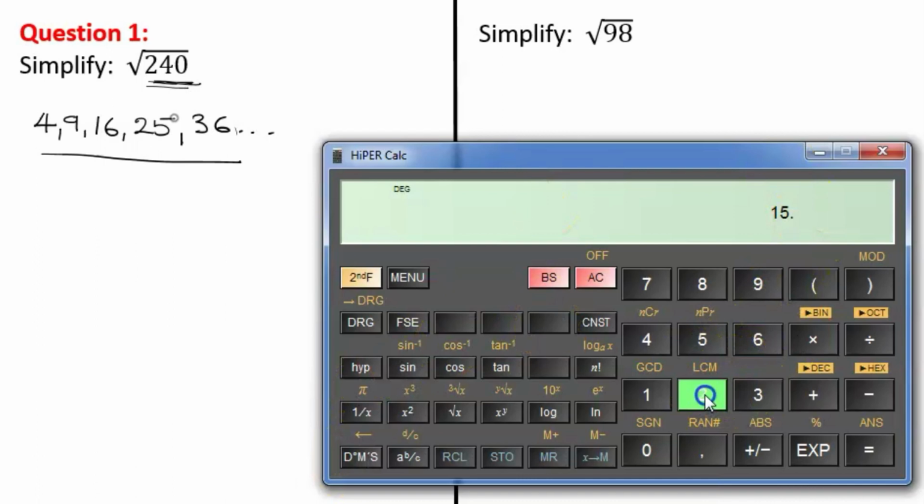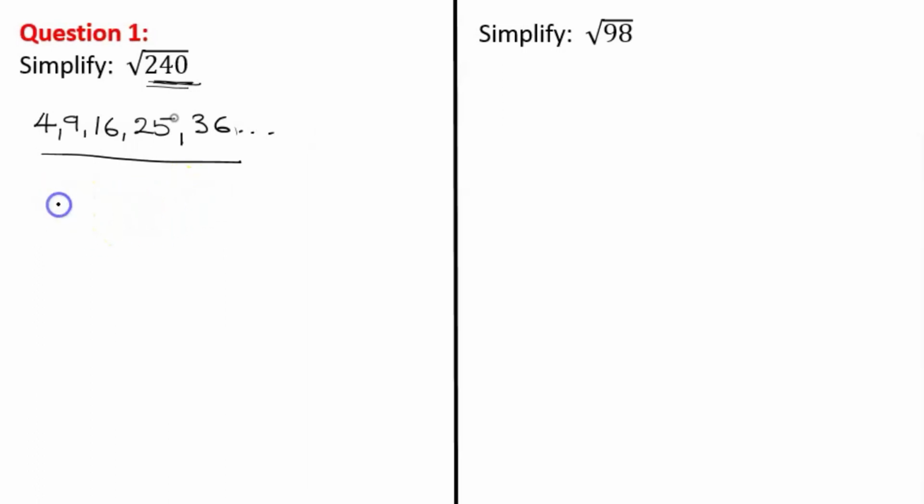If I say 240 divided by, for example, 4, that equals 60. So I can see 240 divided by 4 gives 60. The two factors I can see for 240 are 60 times 4.